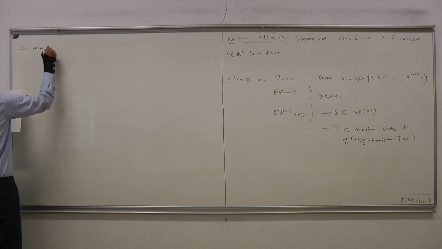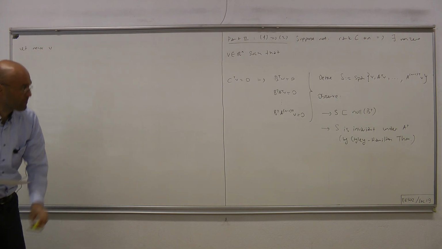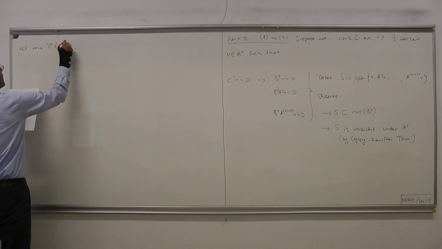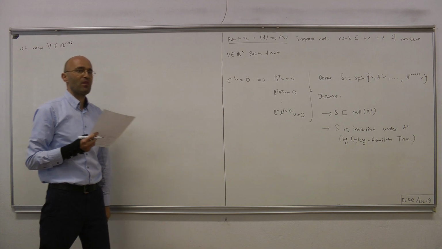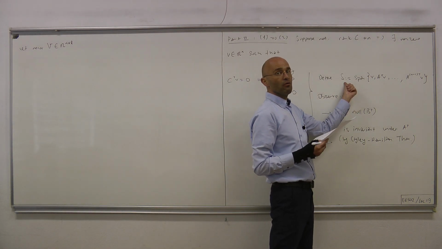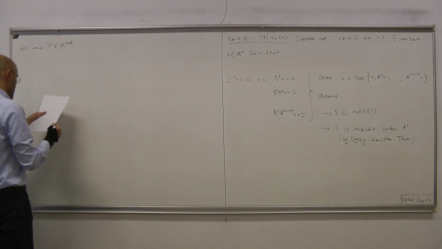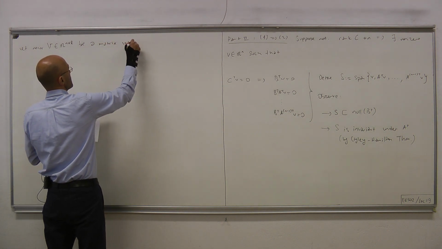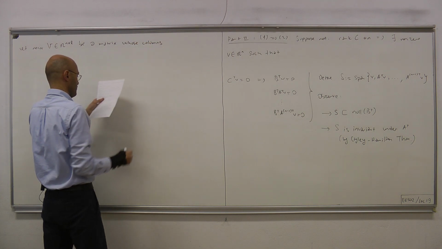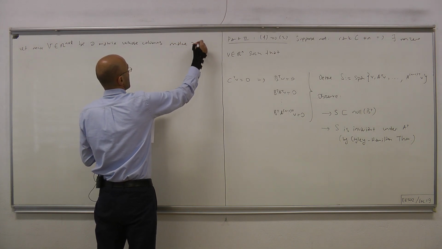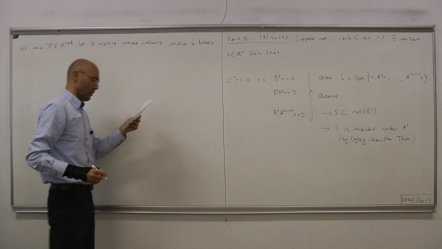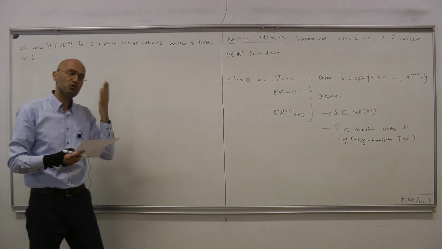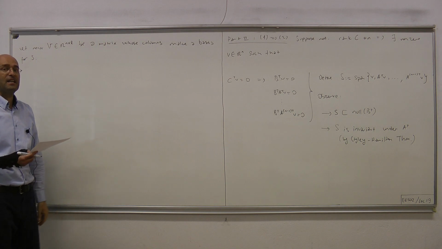Let now capital V, which is an n by L matrix, where L is the dimension of the subspace S, be a matrix whose columns make a basis for S. So by definition, because we're using the word basis, those columns are linearly independent.